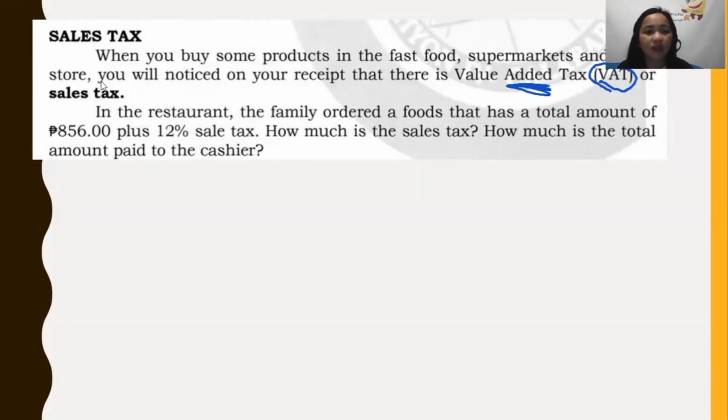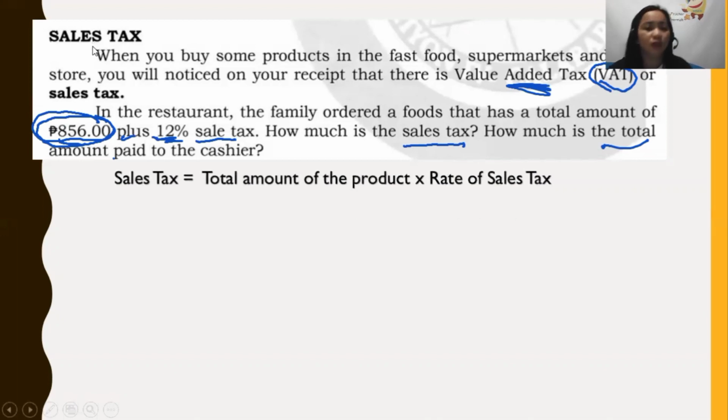Let's have a problem. In a restaurant, the family ordered a food that has a total amount of 856 pesos plus 12% sale tax. How much is the sale tax? And how much is the total amount paid to the cashier? So ngayon, ang tinatanong dito, yung sales tax. At saka yung magkano yung total na babayaran nila sa cashier. Ito yung kanilang amount ng kanilang in-order. Pero meron pang dagdag na 12% dahil nga sa VAT.